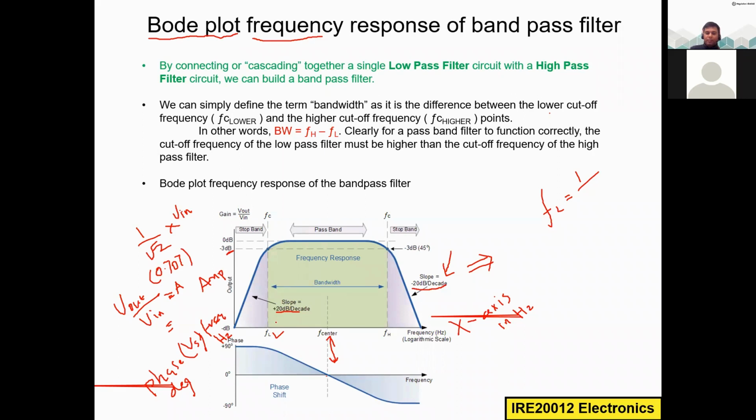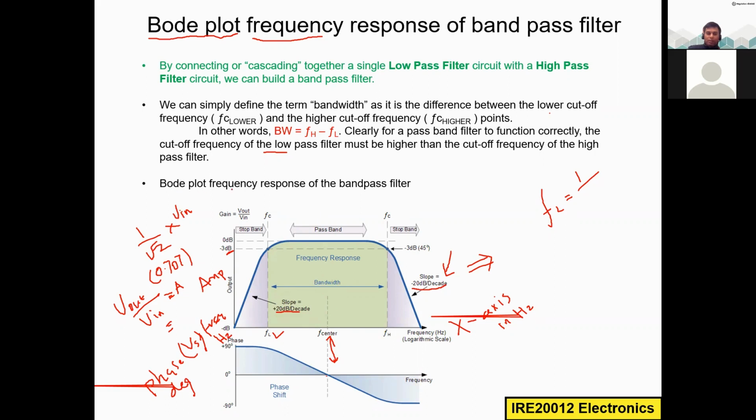So it's just the difference between these two frequencies, because that is what is passing and we are getting at the output of the filter. So clearly, for a band pass filter to function correctly, the cutoff frequency of the low pass filter must be higher than the cutoff frequency of the high pass filter. It's just one condition, because what is the formula? Here we have FH minus FL. So one frequency must be higher and another frequency will definitely be less. Then we can find the difference, that is going to be the bandwidth.